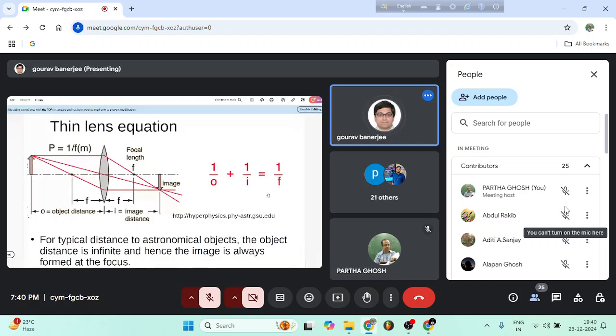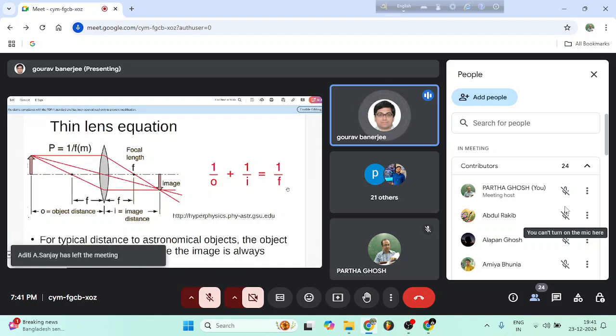There is a slightly different version of this formula where the plus sign is replaced with a minus sign and you use a Cartesian coordinate system. But this particular convention assumes object and image distances are positive when object and images are real. And the same for the focal length. If it's converging optics, then the focal length is positive, otherwise it's negative.